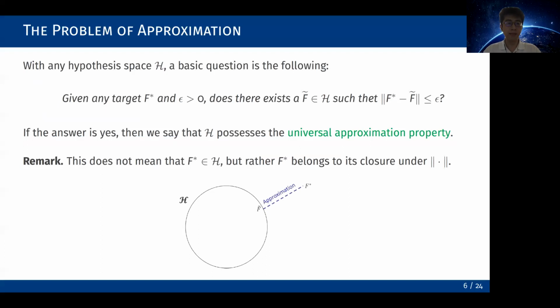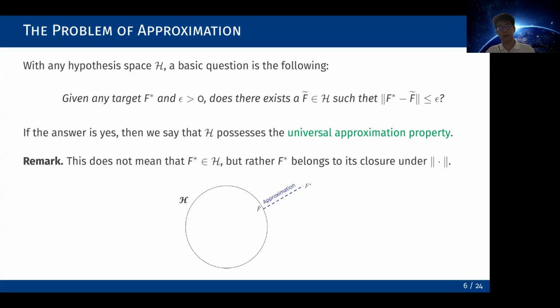So what is the problem of approximation? The basic problem of approximation, as I said, is how big the hypothesis space is. To frame it as a mathematical question, we can say: given any target function f star, which is my ground truth, and some epsilon, which is the tolerance, does there always exist a function f tilde belonging to my hypothesis space such that the distance is smaller than epsilon? Okay, so in some sense, can we approximate any target function arbitrarily well? If the answer is yes, usually we say that H possesses the universal approximation property, okay?